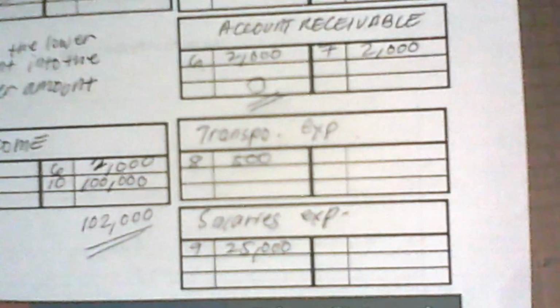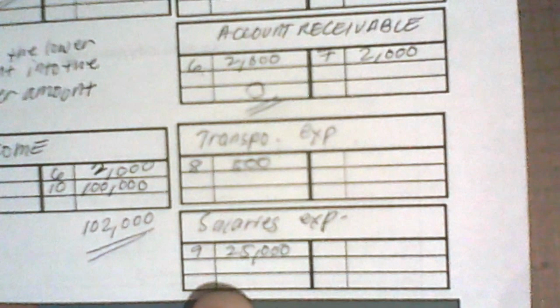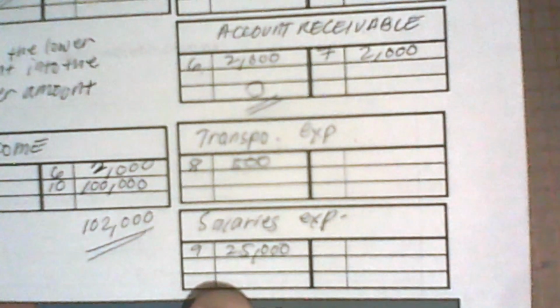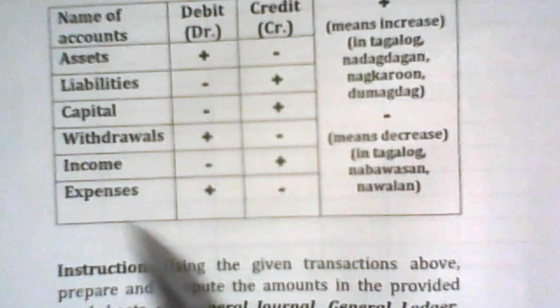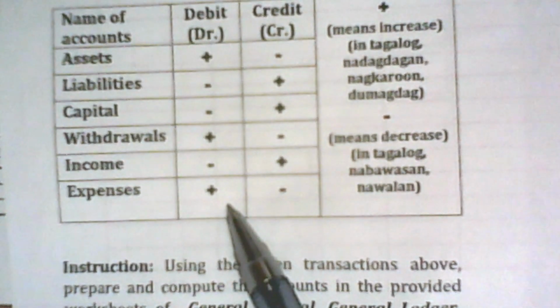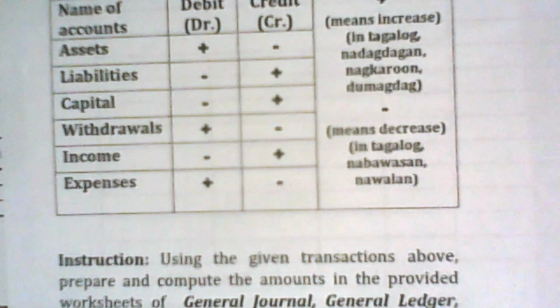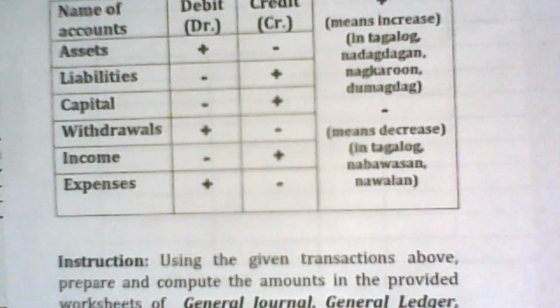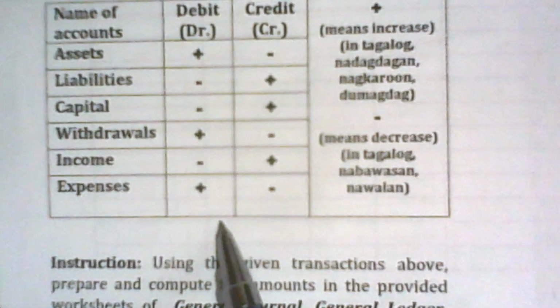Now, the transportation expense and the salaries expense. So where is the normal balance of the expenses? So let's go back to the rules of debit and credit. The normal balance of the expenses is at the debit side because we are recording the increase of the expenses at the debit side. So normally, the normal balance of the expense account, whatever kinds of expenses those are, we are recording that at the debit side. The normal balance of the expenses is at the debit side.